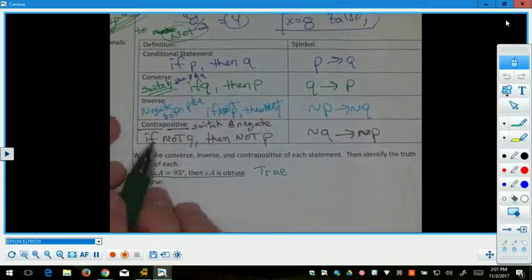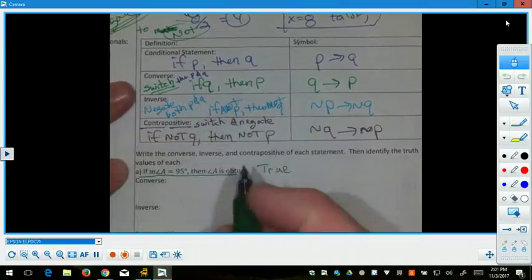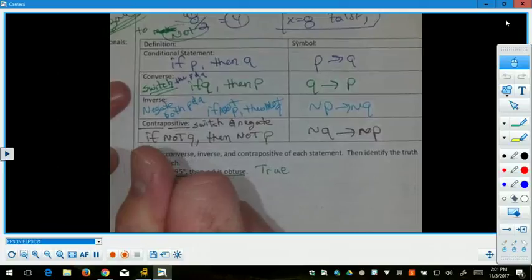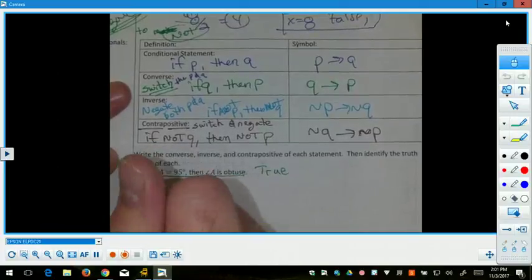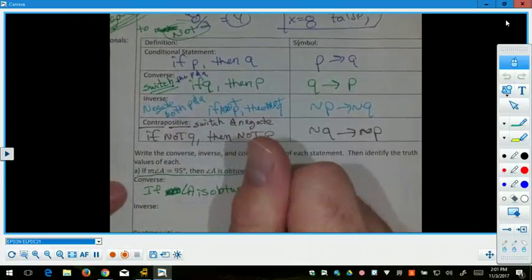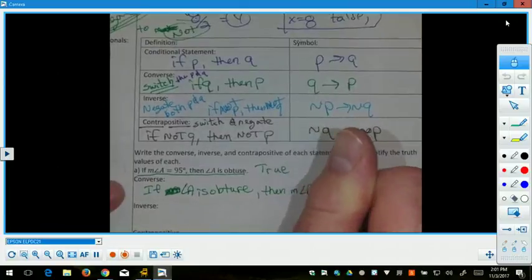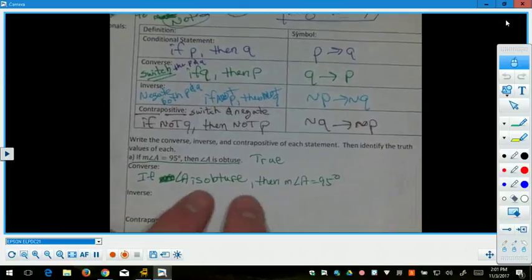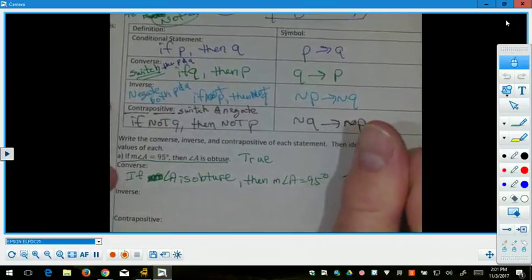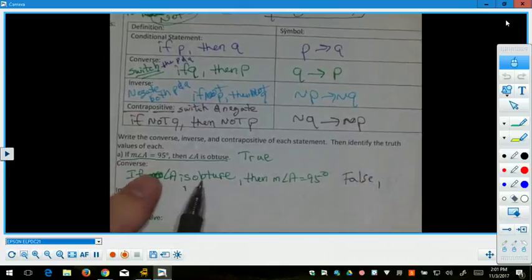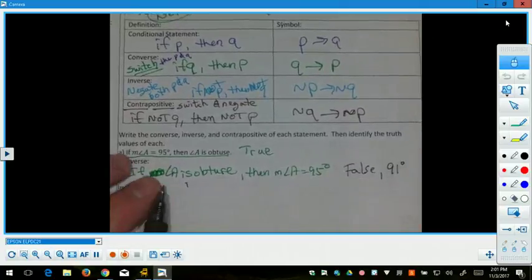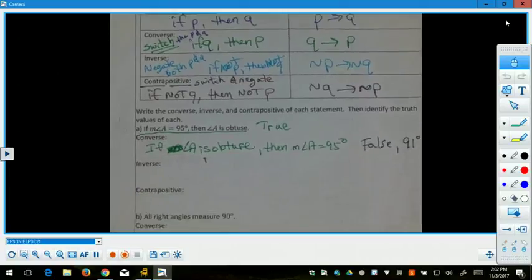The converse, to write the converse, we switch. So we write if Q, then P. So we would say if the measure of angle A is obtuse, because we are reversing it, then angle A is 95 degrees. Well, we switched P and Q, so we have the correct converse. This converse is false, and we can come up with a counterexample. It has to be an obtuse angle that isn't 95 degrees. So we could just say 91 degrees. It meets the condition of the hypothesis, gives a different conclusion.